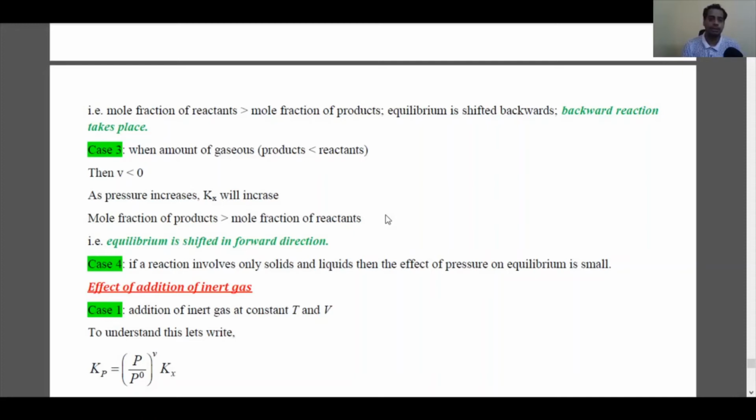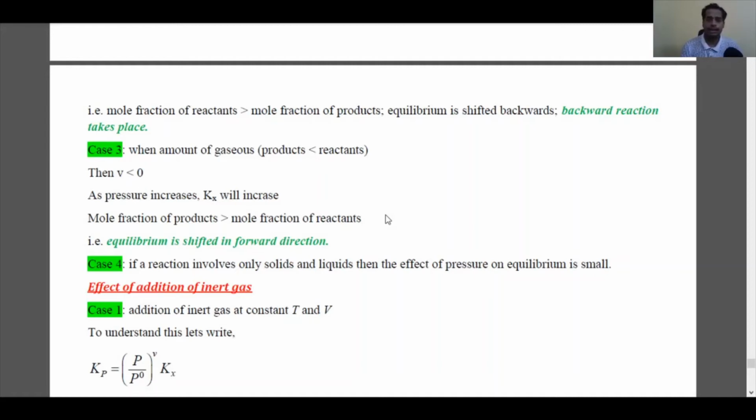Now what is the fourth case? All the three cases we have discussed involve only gaseous reactants or products. Now suppose there is a reaction which involves solids and liquids. What will be the effect of pressure? If the reaction involves solids and liquids, then the effect of pressure on equilibrium will be very small. There will be no marginal effect of change of pressure on the equilibrium constant.